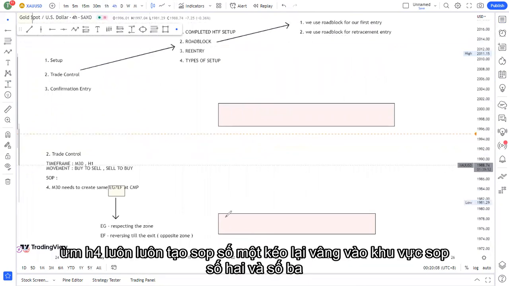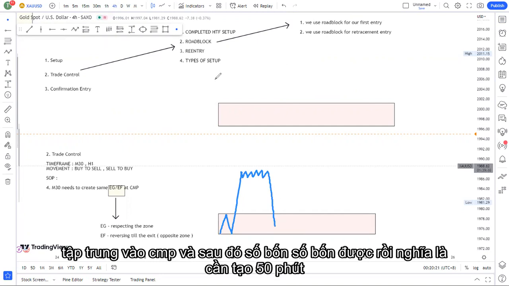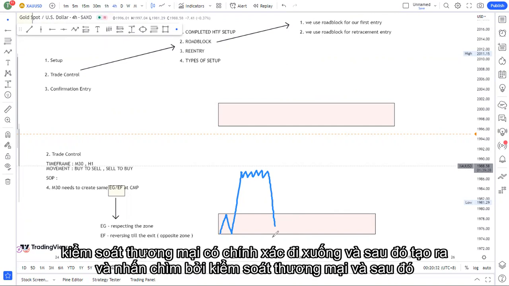So H4, like always, creates SOP number one, pull back, get into the zone. SOP number two and number three, focus on CMP. And then what is number four? Number four, 30 minutes needs to create the trade control. Yes, exactly. Go down and then create an engulfing buy, trade control.